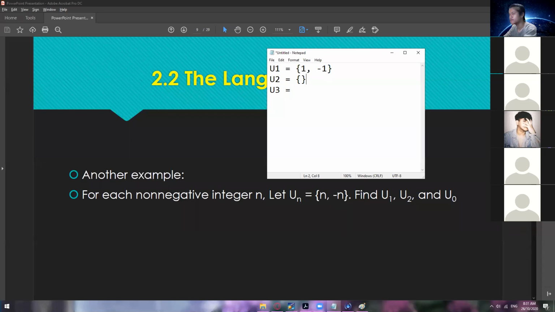But how about for the second one? What are the elements of u sub 2? 2, sir. 2 lang? Negative 2. 2 and negative 2. Okay. So, I suggest na mag-breakfast na kayo. So, it seems na kulang pa tayo sa energy, no? So, how about the third one? U sub 0.